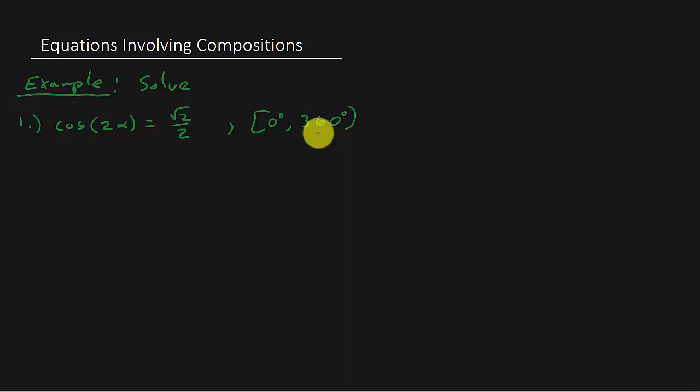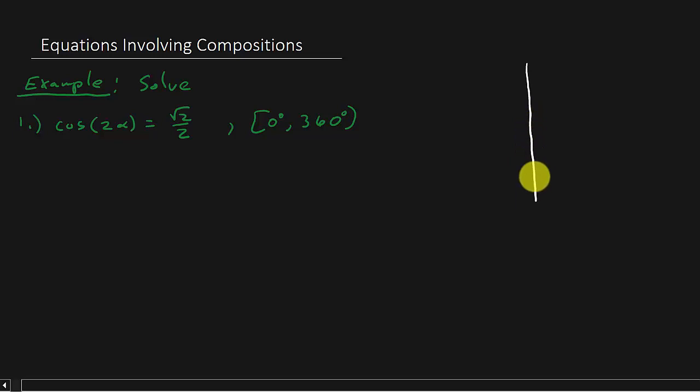All right, so cosine 2 alpha equals square root of 2 over 2. But what's important here is cosine 2 alpha equals positive square root of 2 over 2. All right, so cosine is equal to a positive. So where is cosine positive? Cosine's positive in the first and fourth quadrant, right? That's where it's positive. So my solutions are in the first and the fourth quadrant.